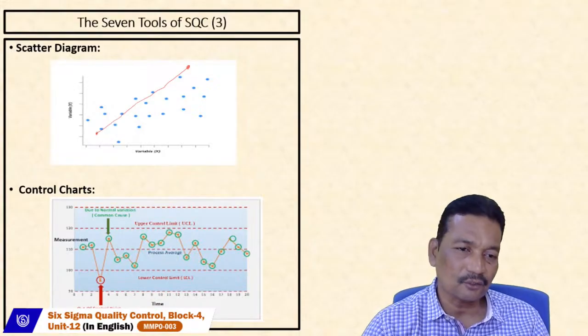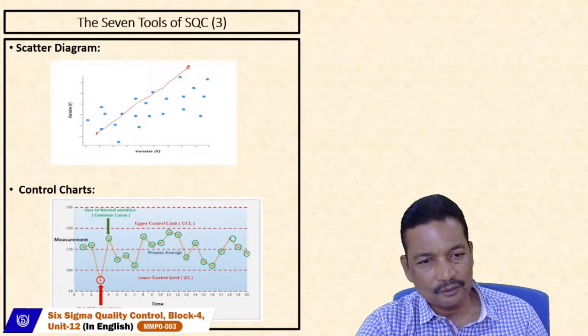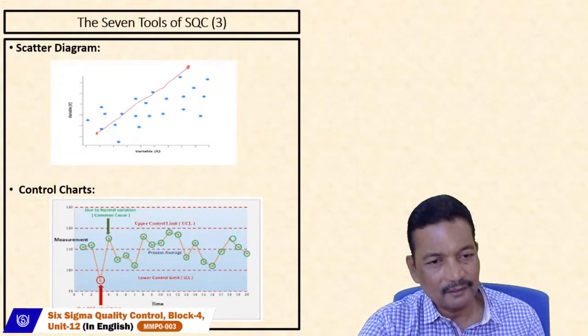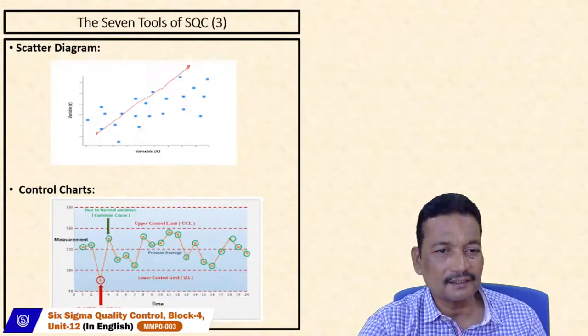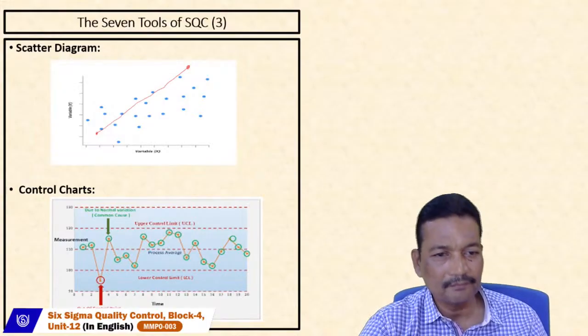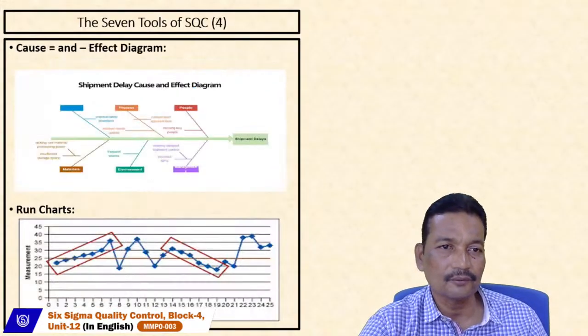Then we look at control charts. Just now we had seen within the control limits, upper as well as lower, our items should be there so that the process is called as in control. And if it is breaching beyond them, then we call it as the process is out of control.